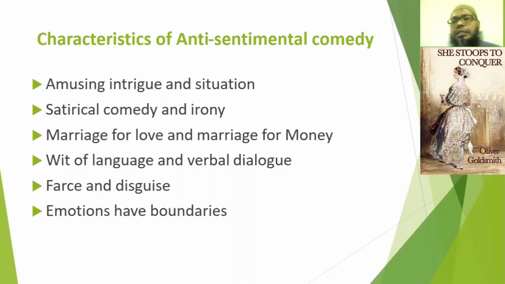Emotions have boundaries. In sentimental plays, sentimental drama, emotions don't have any boundaries. They are unlimited, and hence they are considered of low quality, a shabby presentation of emotion. But in anti-sentimental comedy, we see emotions have boundaries. Emotions are restricted. In general, in 18th century literature, emotions must have been limited. It was the norm of literature in the 18th century. You are not allowed to express your mind freely and emotionally. There must be some restriction, and this very thing is present in the present play, She Stoops to Conquer.